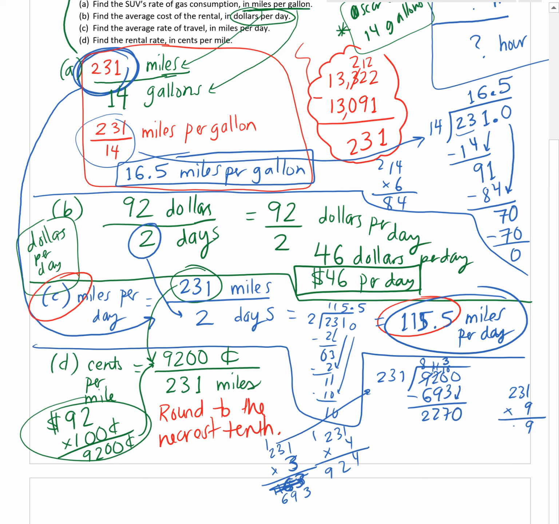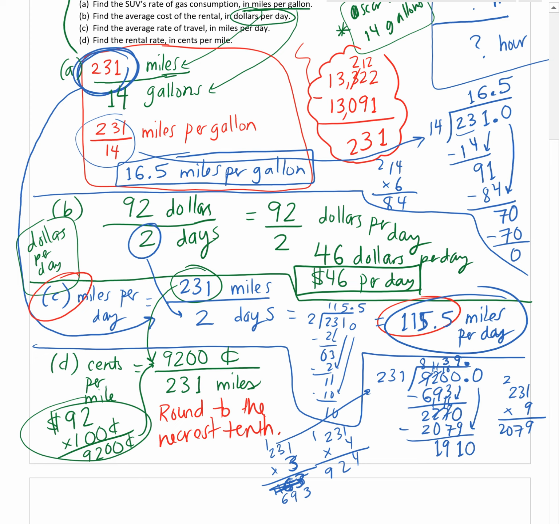9 times 1 is 9. 9 times 3 is 27. Yeah, I think that works, huh? 39. Let's see. Point... times that is 2079. If I subtract those guys, I'm going to have to borrow. 16, 191. Okay, we're not getting a 0 remainder, but the next digit is going to be the tenths place, which is all they wanted, I think.